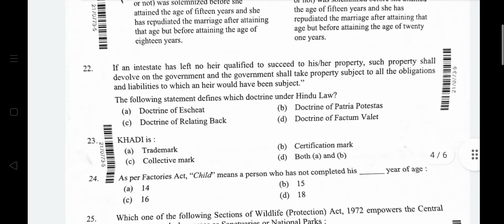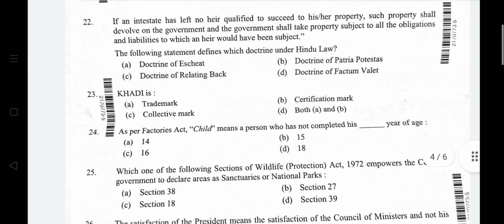Question number 22. If an intestate has left no heir qualified to succeed to his or her property, such property shall devolve on the government, and the government shall take property subject to all the obligations and liabilities to which an heir would have been subjected to. This has been defined under which doctrine of Hindu law? So, this doctrine is known as doctrine of escheat, that is option number A.